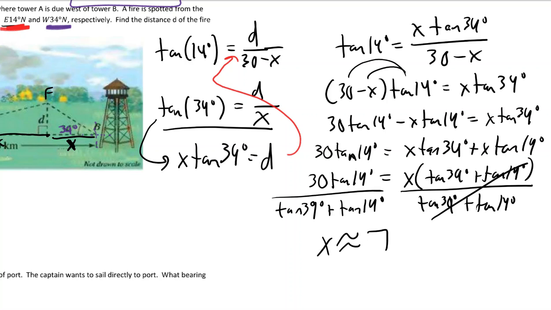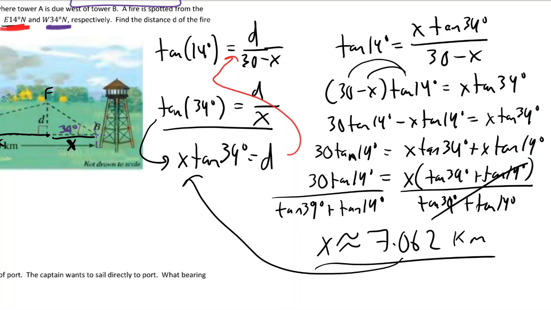X is 7.062. That would be kilometers. And then if you're not careful, you're going to circle that. You're going to say, well, I did all that work, surely that's the answer. And no, that's not what it was asking for. It was asking for D. But that's just going to add one step here. I can substitute one more time. D is that times the tangent of 34.